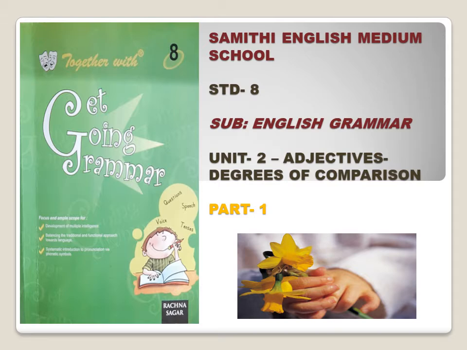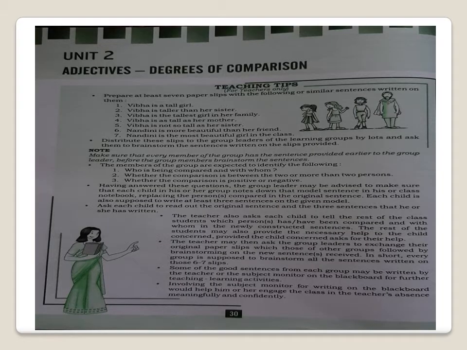Okay children, so open your textbook, page number 30. We are going to learn about the second unit, adjectives, degrees of comparison. Here on page number 30, you will read these 7 sentences which are given in the beginning. Let us read out all these 7 sentences, then we'll go further.